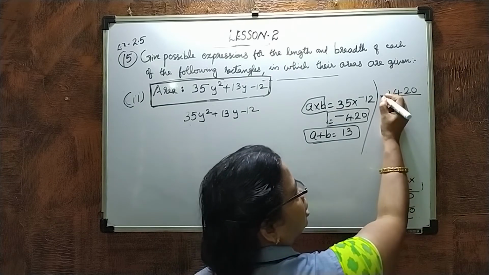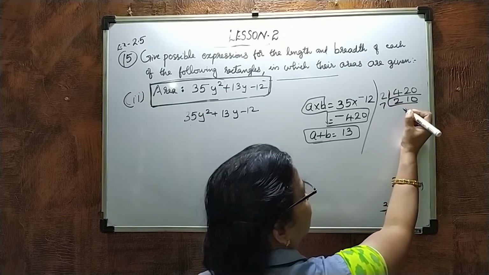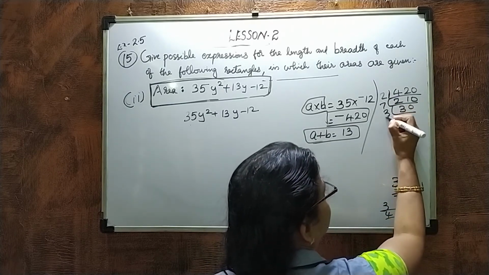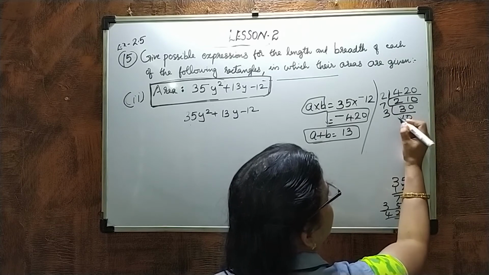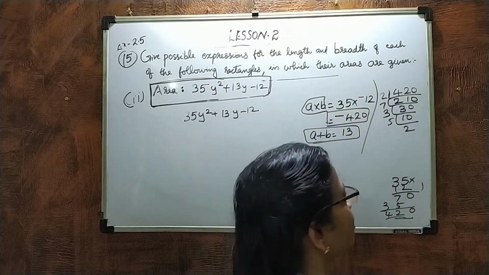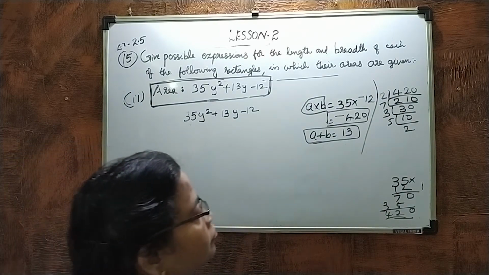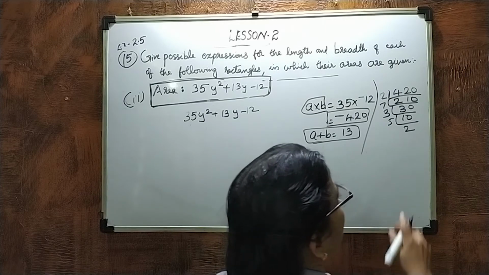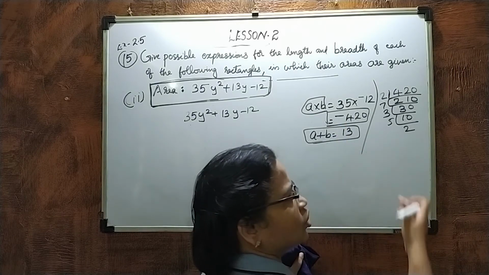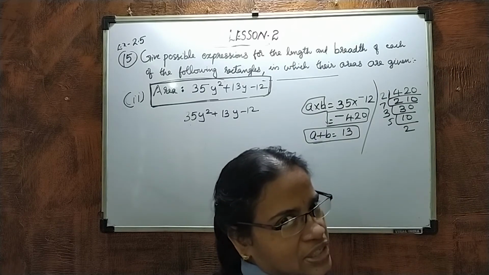So 420 is 2 times 210, 210 is 7 times 30, 30 is 3 times 10, and 10 is 5 times 2. Right? Now how will you do this? How will you find out the factors? When you multiply you have to get 420, and when you add you have to get the answer 13, right?